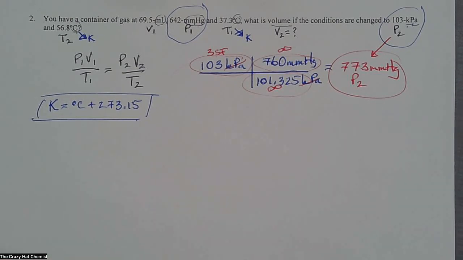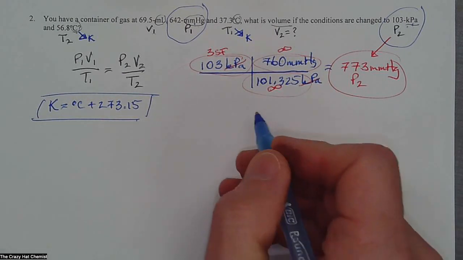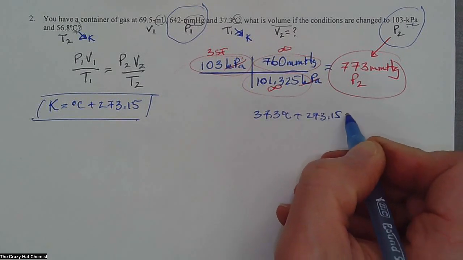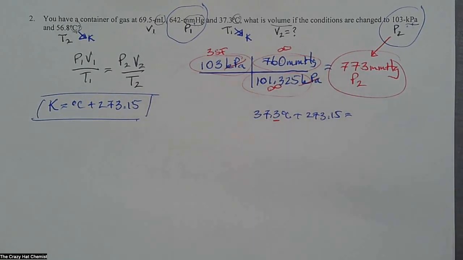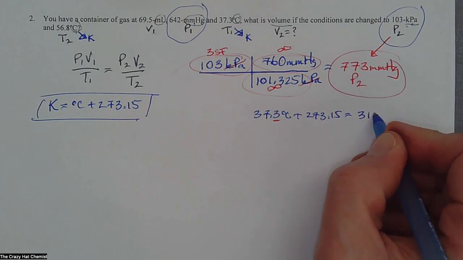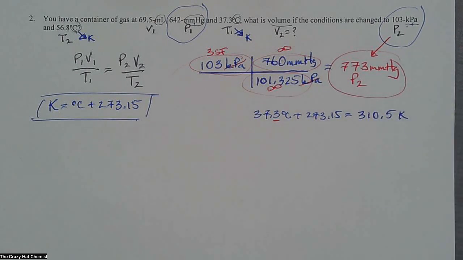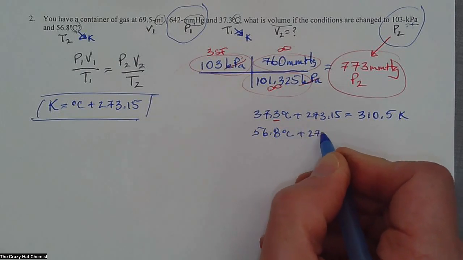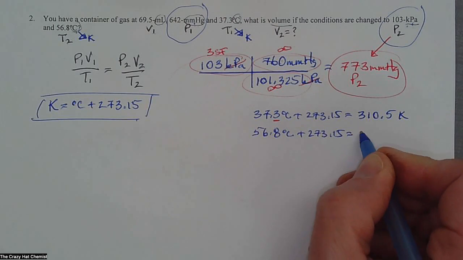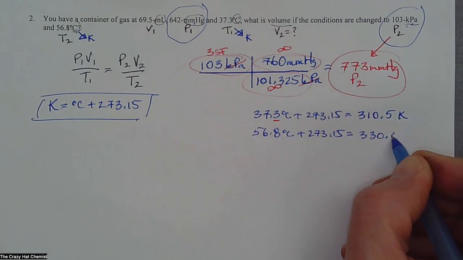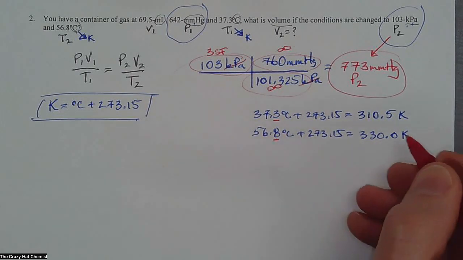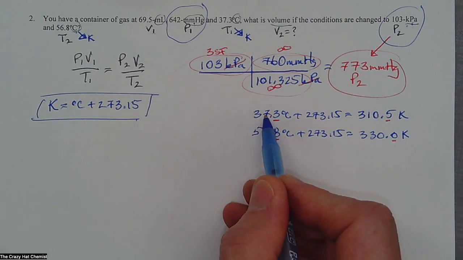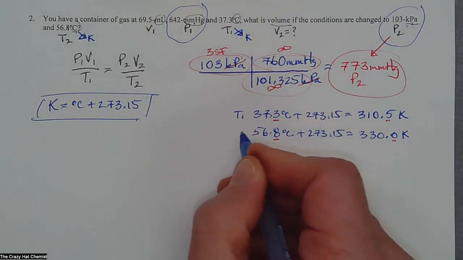So we're going to do both of our Kelvin temperatures. That is going to be 37.3 degrees Celsius plus 273.15. I'm going to maintain the fewest number of decimal places, which is 1. And so that will be 310.5 Kelvin. There's no degree symbol on the Kelvin. And then I have 56.8 degrees Celsius plus 273.15. That's going to equal 330.0 Kelvin. That's also to 1 decimal place. So both of these have to 1 decimal place. By the way, this is the first temperature, so this is called temperature 1. This is temperature 2.